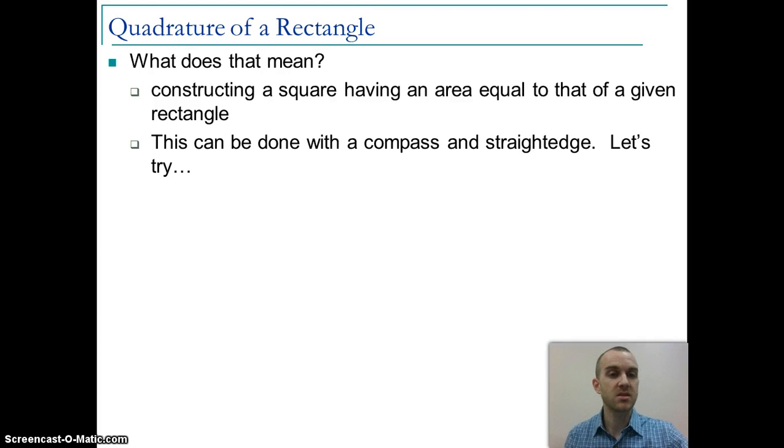So the last one is the quadrature of the circle. So what does this mean? It means that we're trying to create a square with the area equal to that of a given rectangle. Now, we can do the quadrature of a rectangle very easily.